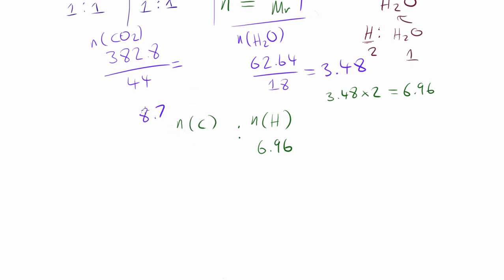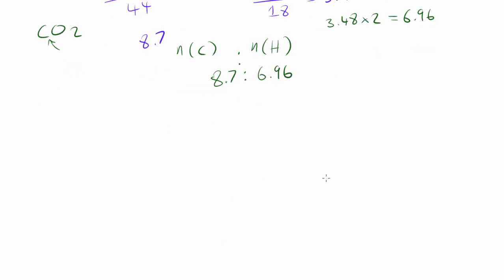As I said, it's a 1-to-1 ratio, because for every carbon, you've got 1 mole of carbon dioxide, right? So that's a 1-to-1 ratio. So effectively, that 8.7 is what it's going to be, right? So the ratio here is 8.7 to 6.96. Okay.